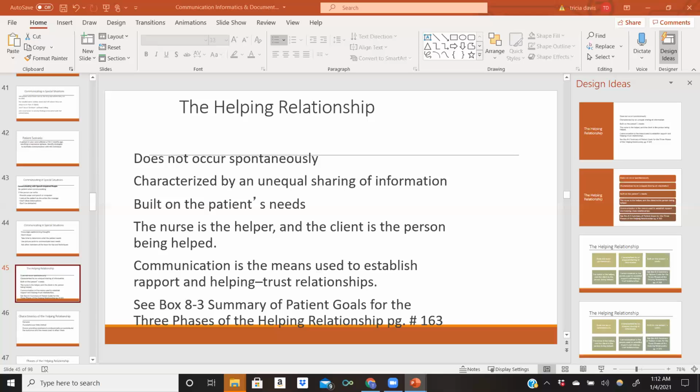The helping relationship is characterized by unequal sharing of information. The patient shares information related to their personal health problems, and the nurse shares information in terms of her professional role. In a friendship, the information sharing is more likely to be similar in quantity and type. The helping relationship is built on the patient's needs, not on those of the helping person. In a friendship, the needs of both participants are genuinely considered. The friendship might grow out of a helping relationship, but this is separate from the purposeful, time-limited interaction described as the helping relationship.